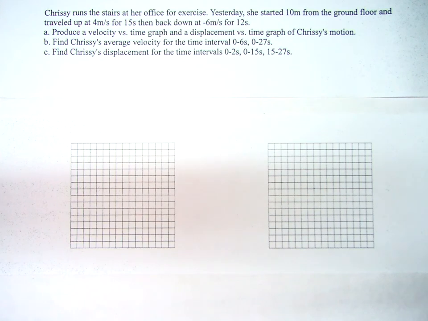So Chrissy runs the stairs at her office for exercise. Yesterday she started 10 meters from the ground floor and traveled up at 4 meters per second for 15 seconds. Then back down at -6 meters per second for 12 seconds. We're supposed to produce a velocity versus time graph and a displacement versus time graph.